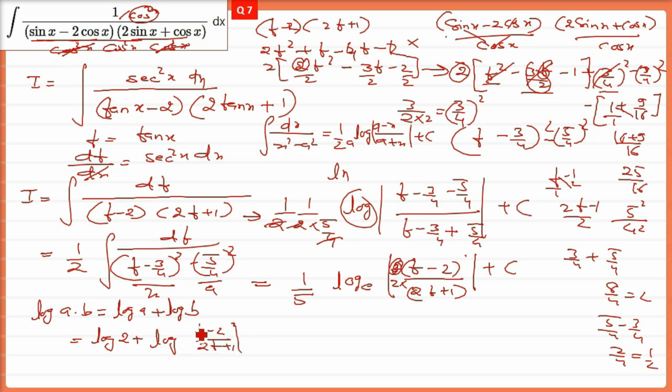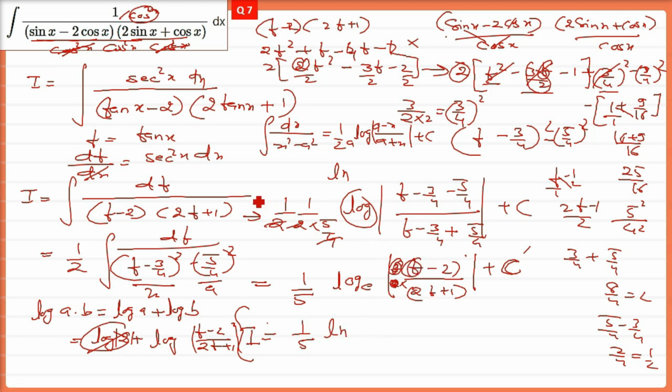Alright, but this log 2 can be combined with, that is actually 1 by 5 into log 2, but that is again a constant. So you can add this constant with a constant which is in the rear part, which is c. Call it as c prime, because it is again a constant. So what all is remaining? We have got rid of just 2 just now. So 1 by 5 log ln, because log base e.